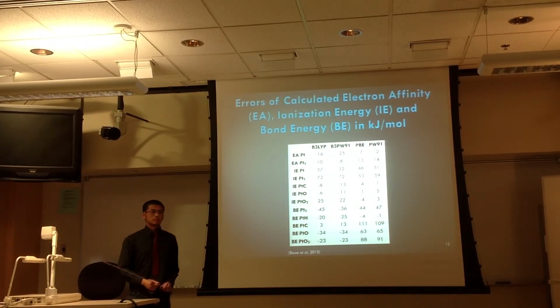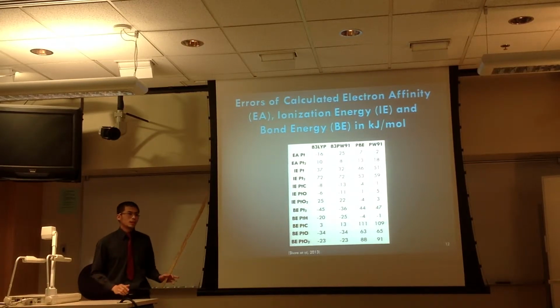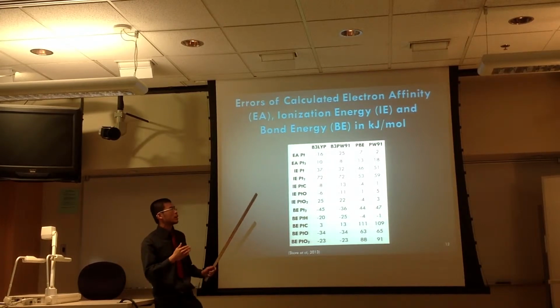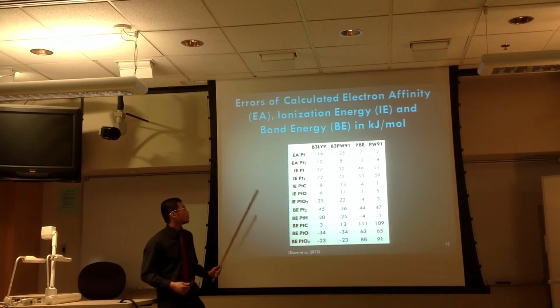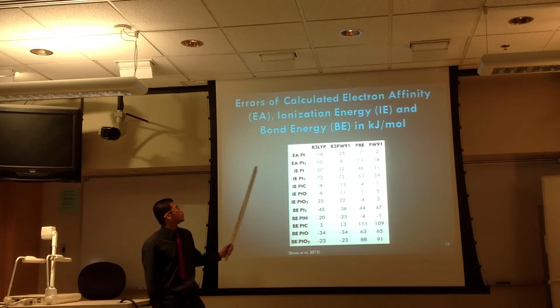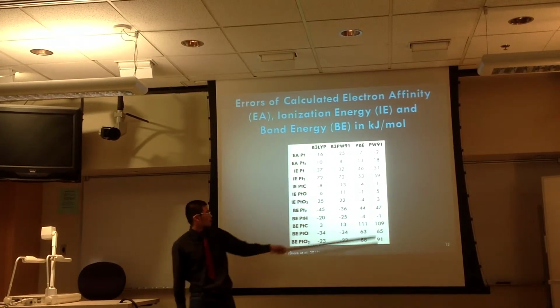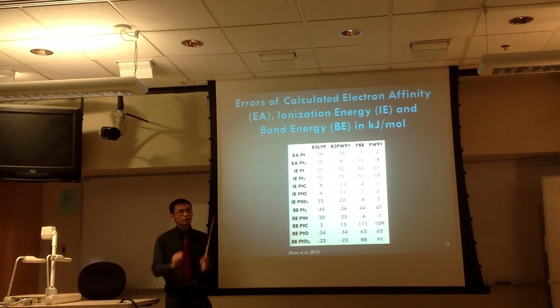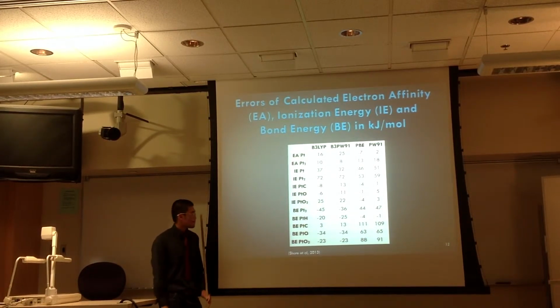So they use the Gaussian software to run the calculation with each of the methods, and they calculate the electron affinity, ionization energy, and the bond energy in kilojoules per mole. And here's the data showing the error, showing how different the calculated data is from the experimental data.